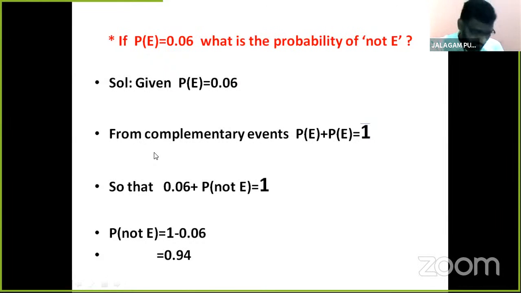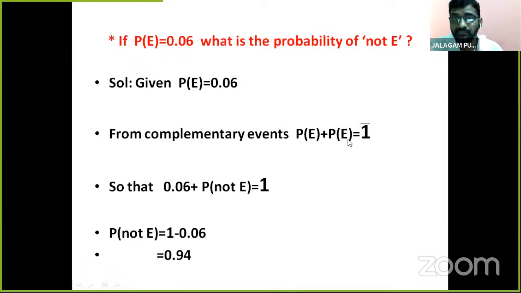Now we learn some problems, children. One of the problems is there, so please note down this one. If P of E is equal to 0.06, the probability of an event is equal to 0.06. What is the probability of not E? By using which formula? We take complementary events.